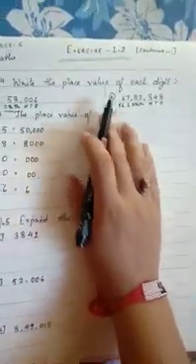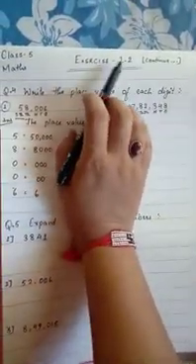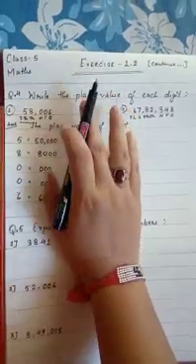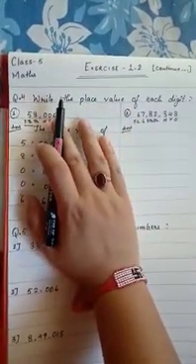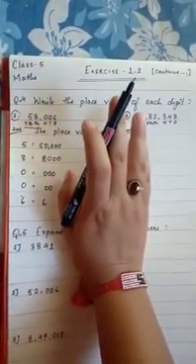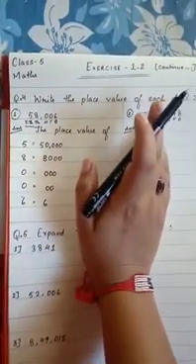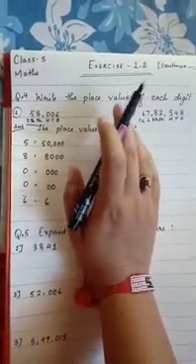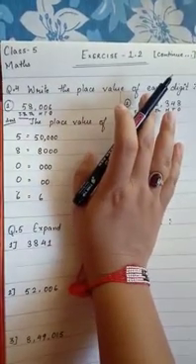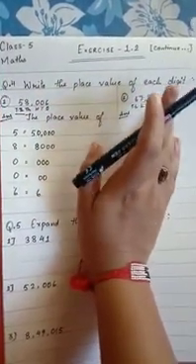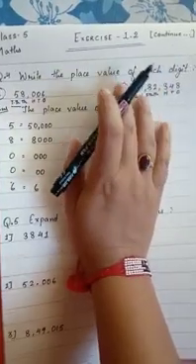Good morning, children. We are back with our exercise 1.2. Already we have done 3 questions. Up to the 3rd question we have done, and that was regarding writing the numbers in words or writing the numbers in figures, and then writing the place value of the underlined digit and all. So that we have done.